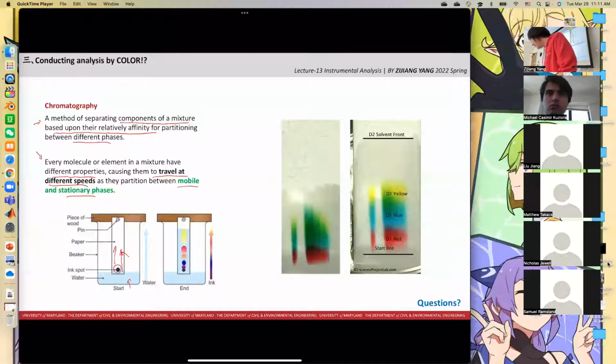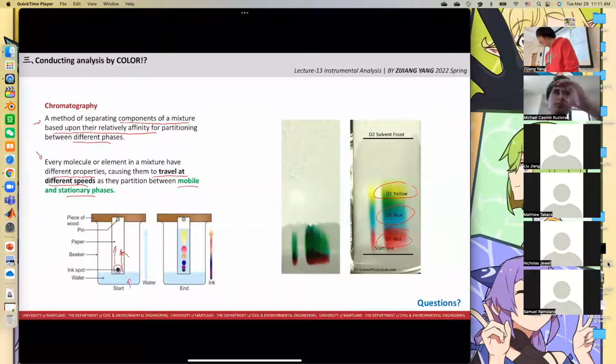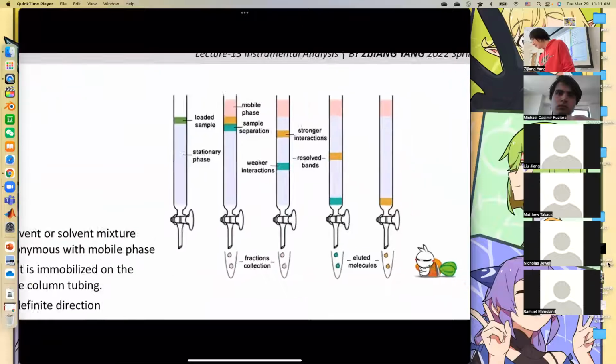Because of this method, we can separate different inks, and we can imagine if we have this paper long enough, finally these dyes will be separated. And this can be applied in chemical analysis because we can separate different components. So this method can be used for purification and can also be used to measure proportions in a mixture. And nowadays we have different configurations based on the same theory.